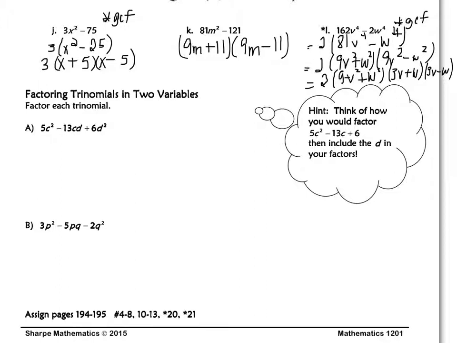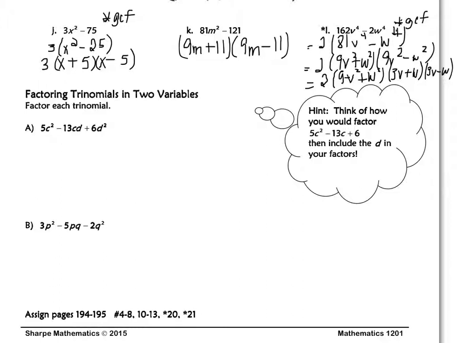And there's nothing more you can do with that now because none of the factors that are left have any GCF, there's no difference of squares, and they're not trinomials, so you're done. All right, the last two examples now are going back to the trinomials that have two variables in them.